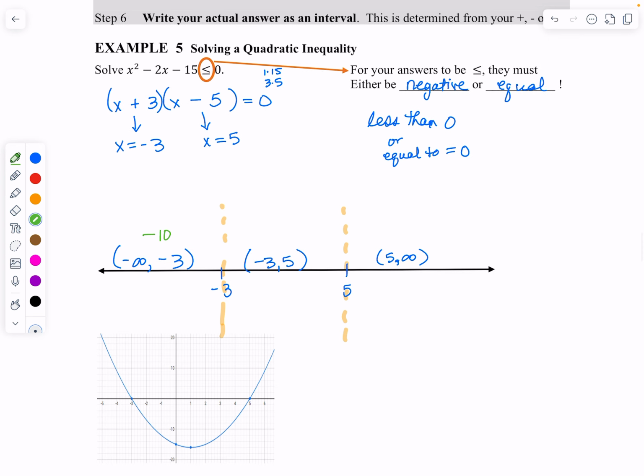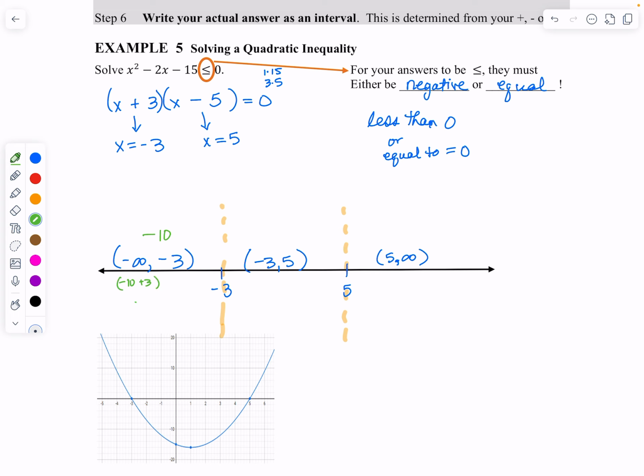I'm going to plug it in to my original. I can either plug it into that or I can plug it in to my factored form, and I think it's easier to plug it into my factored form. So if I plug negative 10 right here, all I care about is, is it positive or is it negative? Okay, so in my mind, I'm saying negative 10 plus 3. But I don't care that it's negative 7.